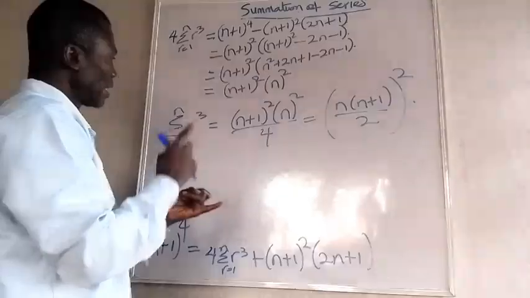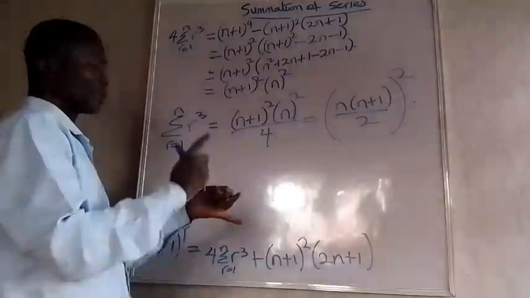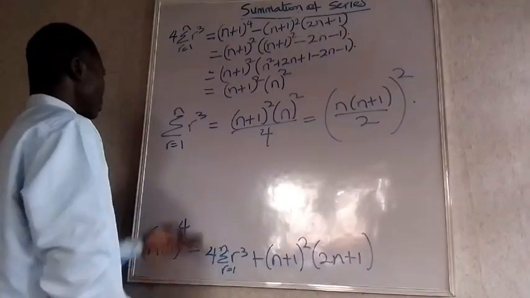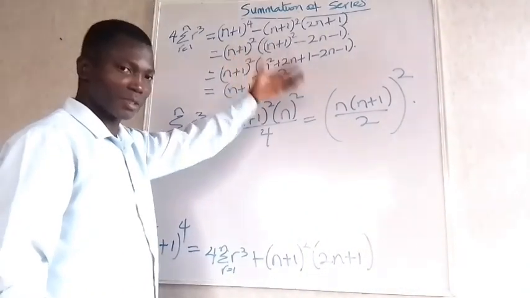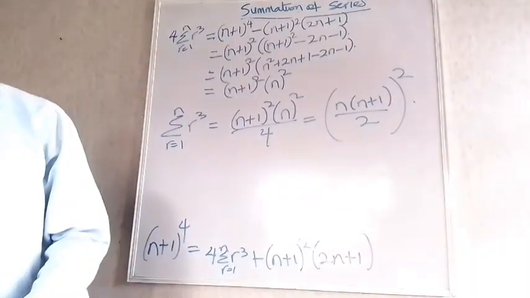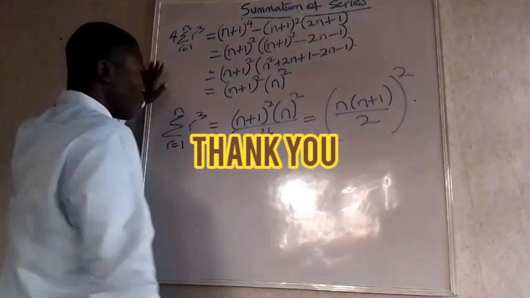So we got the sum for n, we got summation r squared, and summation r cubed. If you follow this process again, you can get summation r raised to power 4. So we have to pause at this stage.